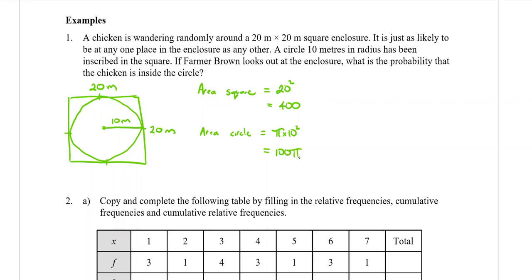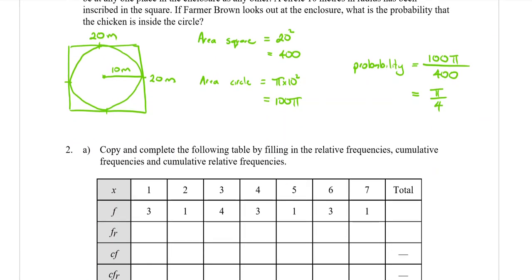So the probability that the chicken is in the circle, I have to turn this into a fraction. The probability will be equal to the chance of it being inside the circle, which is 100 pi, out of the total area of the yard, which is 400. Making it into a fraction is now probability. 100 over 400 simplifies down to be 1 over 4. So it's a pi over 4 chance if I do it exact. Obviously, you could find the decimal answer if you wanted to.